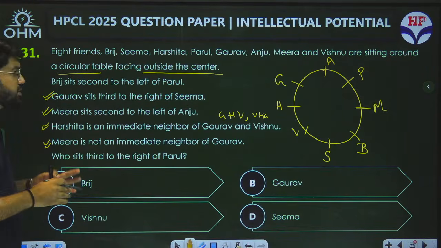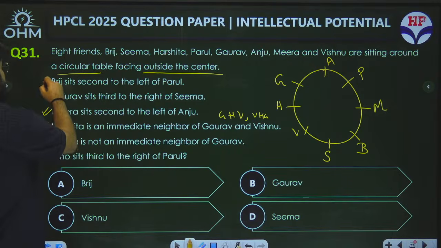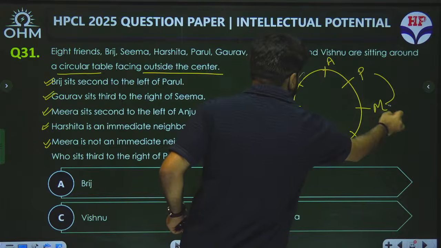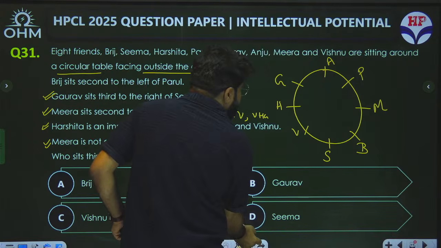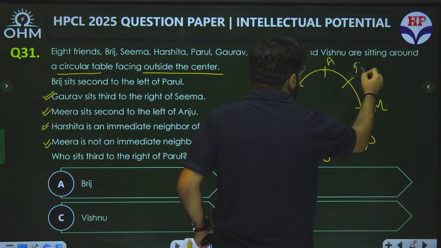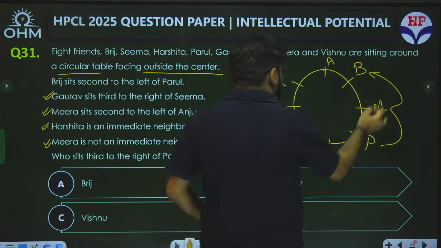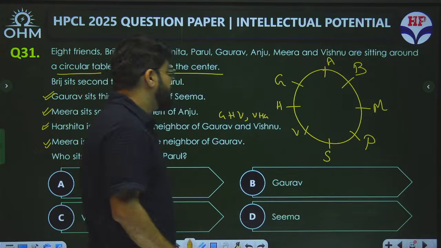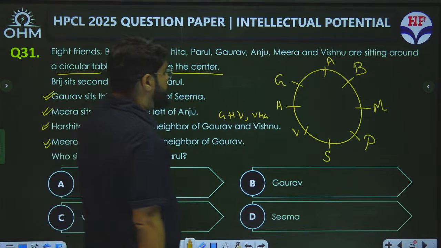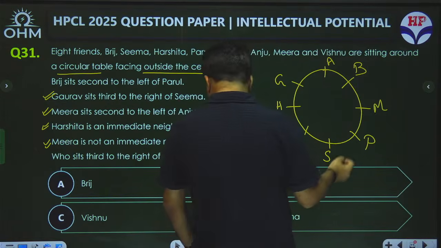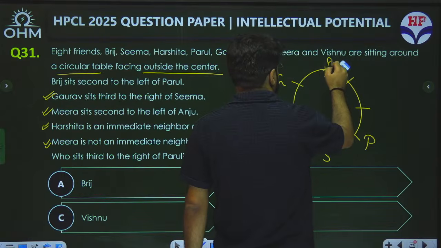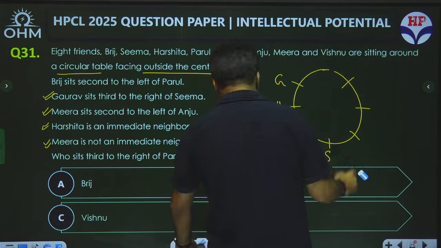So I think everything is satisfied. I can just recheck everything. Bridge is second to the left of Parul. Correct, second left of Parul. Sorry, vice versa. Facing outside, I just forgot that. So Parul here, bridge here. Bridge is second to the left of Parul. That is the left side now, facing outside. Then Meera is second to the left of Anju. Just reading the statement, I forgot that outside factor.